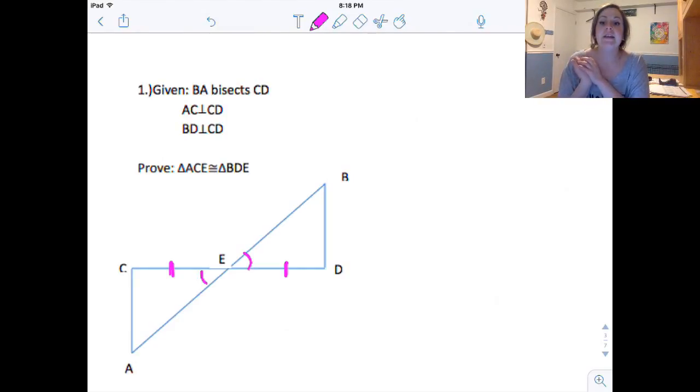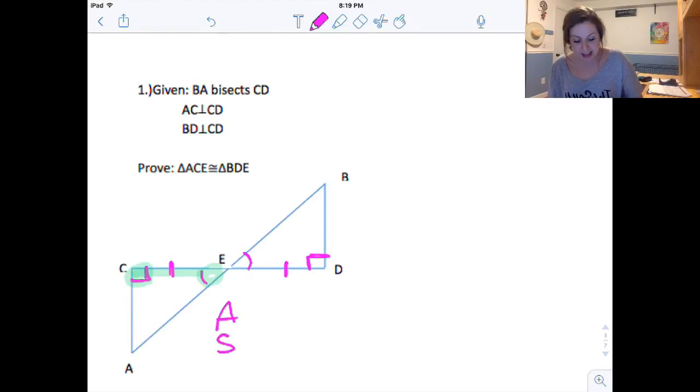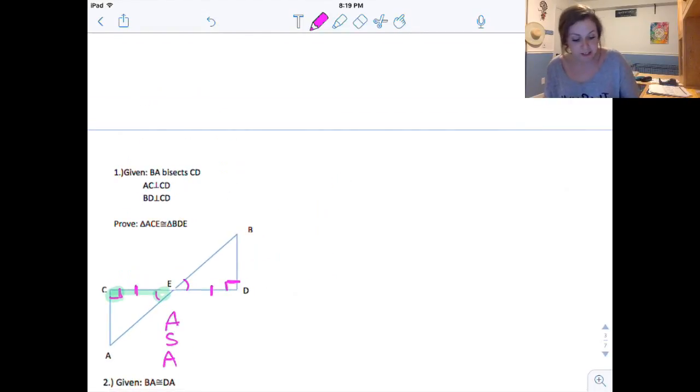Okay? Now, the other thing I see is perpendicular. And perpendicular to me automatically makes me think about a right angle. So AC is perpendicular to CD. I know I would have a right angle there. And DB is perpendicular to CD. I know I will have a right angle there. So I see here, looking at my plan, I've got angle, side, angle. So that's what I'm going to go with here. My plan is ASA.